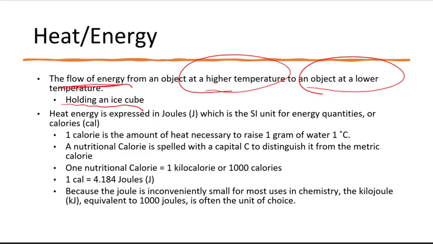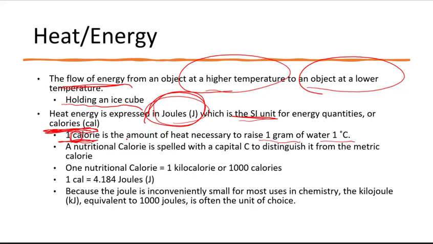Now, heat energy is expressed in joules, capital J, which is the SI unit for energy quantities. Now, we're used to seeing nutrition labels with calories written on it. Just like in the metric system, we like to use meters to measure distances, but yet we're used to measuring distances in feet. So while the joule is the SI unit, we are also familiar with the calories. However, little calories are a teensy bit different than what we're used to seeing on those nutrition labels.